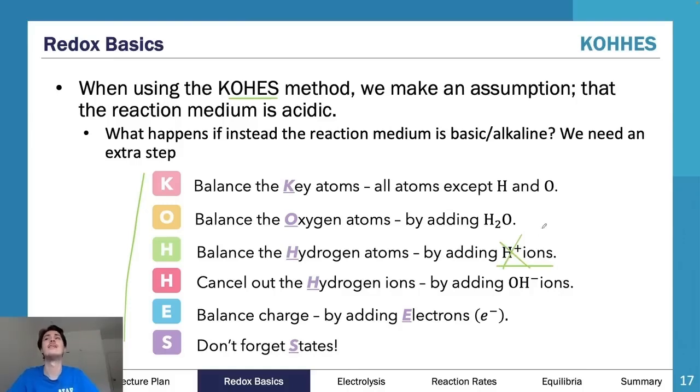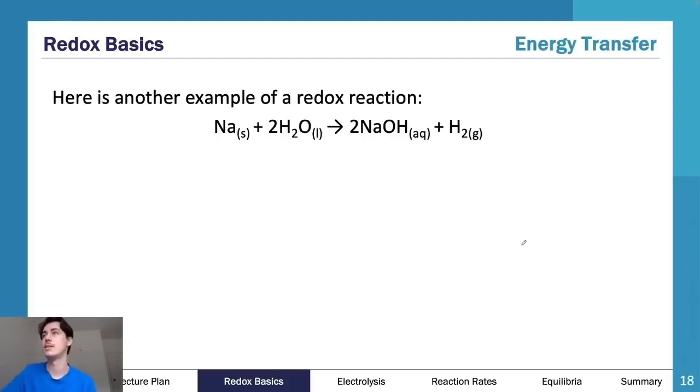So really important here, this COES method with the double H is the only time you would use this method, if you are told it is a basic or alkaline environment, and that is super duper important. Everything else is the same, it's just this extra step of adding OH minus ions. They will combine with the H pluses to form water, and that's what you get.